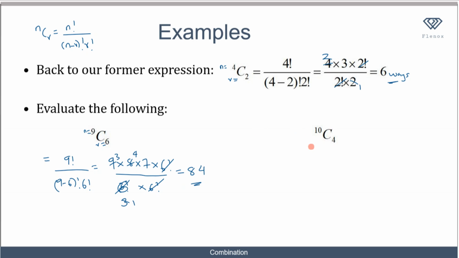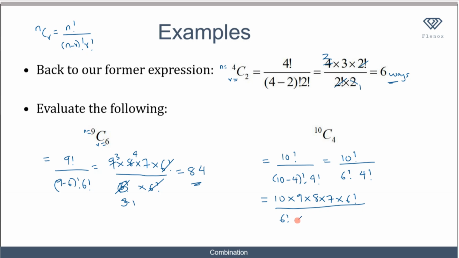How about 10 combination 4? That will be equal to 10 factorial over 10 minus 4 factorial times 4 factorial, which is 10 factorial over 6 factorial times 4 factorial. That equals 10 times 9 times 8 times 7 times 6 factorial all over 6 factorial times 4 times 3 times 2 times 1. So 6 factorial cancels out 6 factorial, and when you simplify all this, you get 210.